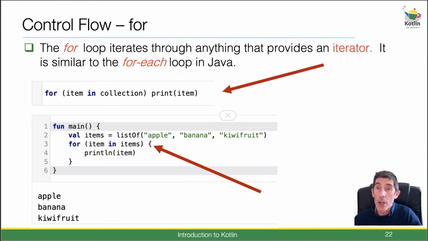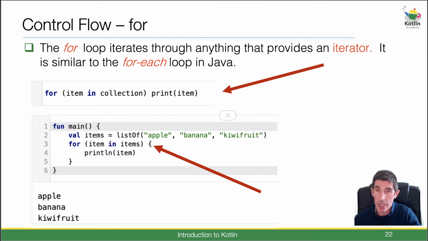In terms of our for loops, again, similar to the later syntax of Java. The for loop iterates through anything that provides an iterator. If you can remember, an iterator is like a pointer into your collection, or your list of data. It is similar to the for each loop in Java. So if you remember from your Java days, we could say something like for item in collection, and then just print out the item. That would loop through every element in that particular collection, and we can do something with it.